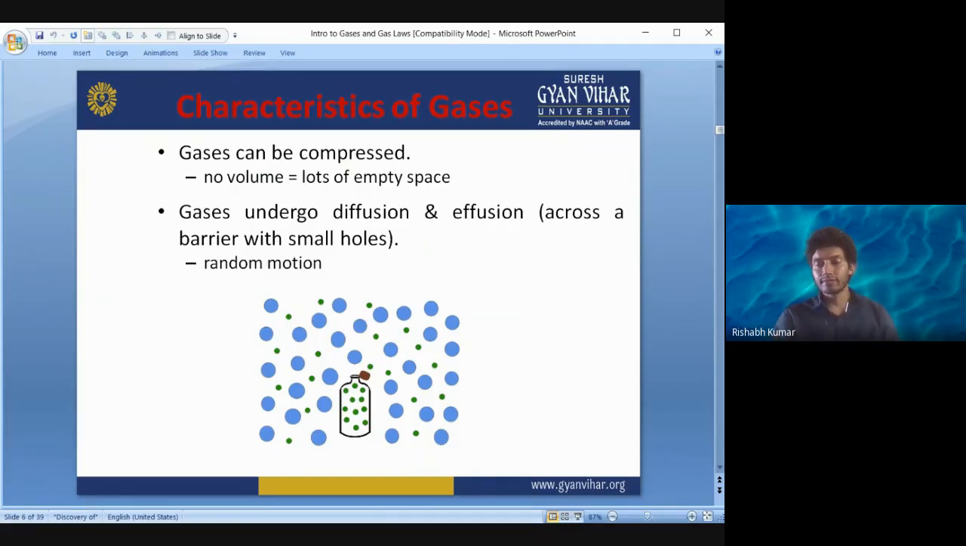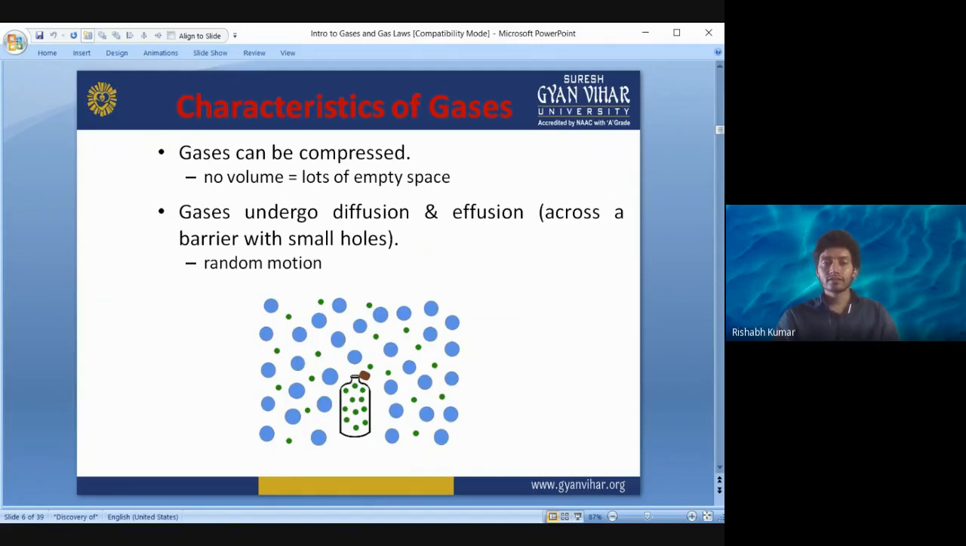Because we know that they have very low density. There is a lot of empty space in the gas, or between the molecules of the gas, so they can be compressed. It is easy to compress a gas as compared to liquid and solid. It is very difficult to compress a solid because the gap between two molecules is not that much in comparison to the gaseous state. So gas can undergo compression more easily.